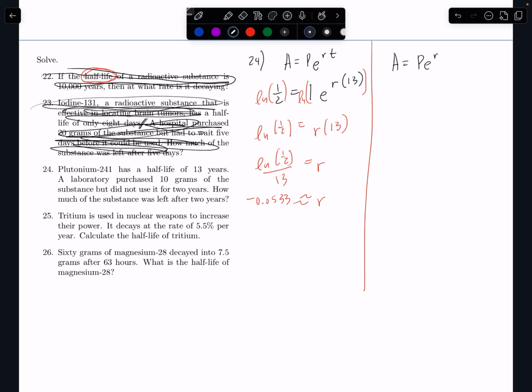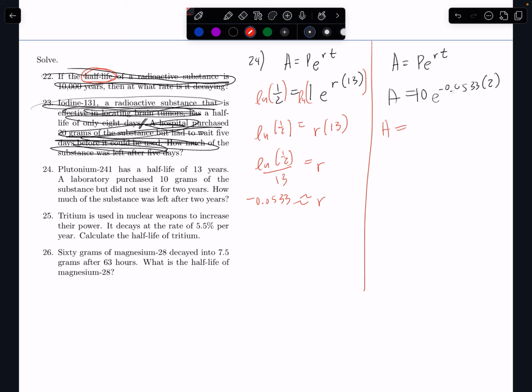And I want to redo this. A is equal to P e to the rT is my starting position. It says they purchased 10 grams, so 10 grams is their P. And they want to know how much is left after 2 years. Rate was, well, we just figured out, negative 0.0533. And this is after 2 years.